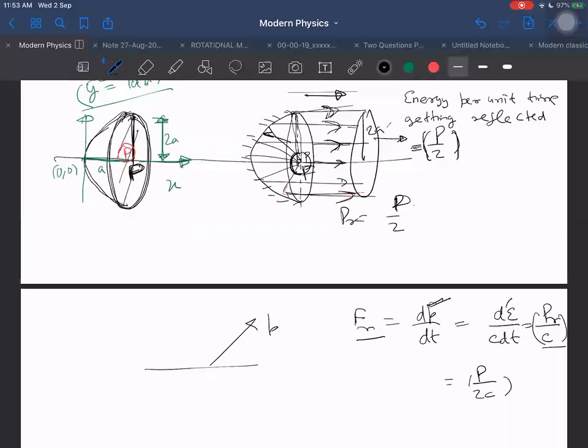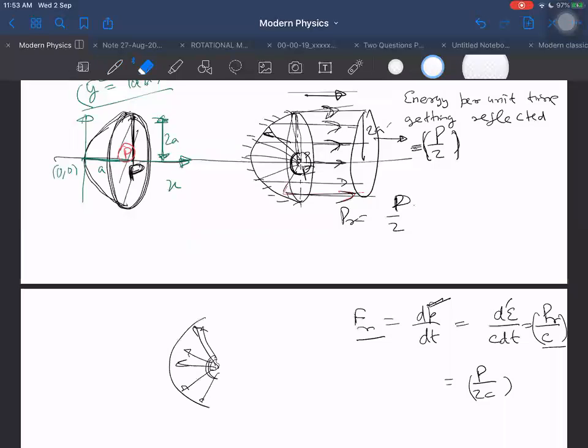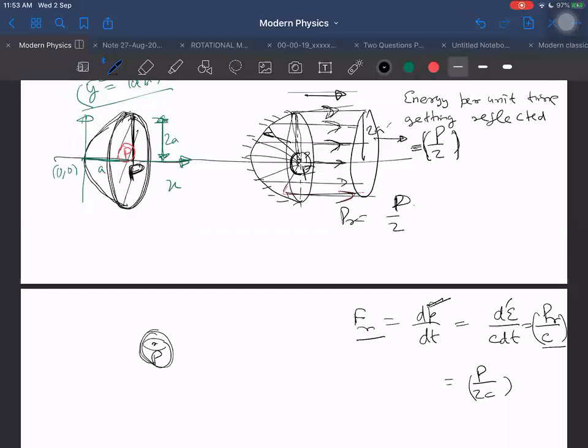But that is only the reflected portion. What about the incident portion? Now forget the reflected one. Just focus on the incident one. What is the momentum carried by the incident one along x-axis? Indirectly, I am asking you this question: if I have a point source here, which is sending rays in all possible directions uniformly, what is the momentum transferred in any one direction, along x-axis maybe? What is the momentum transferred along x-axis? Now think about it, how to find it out.